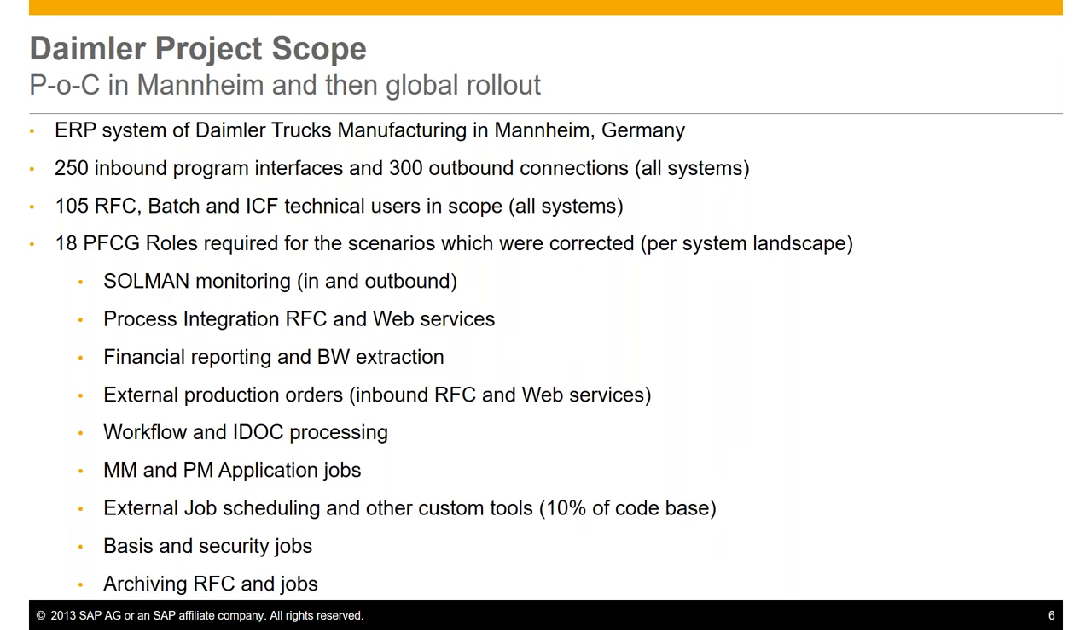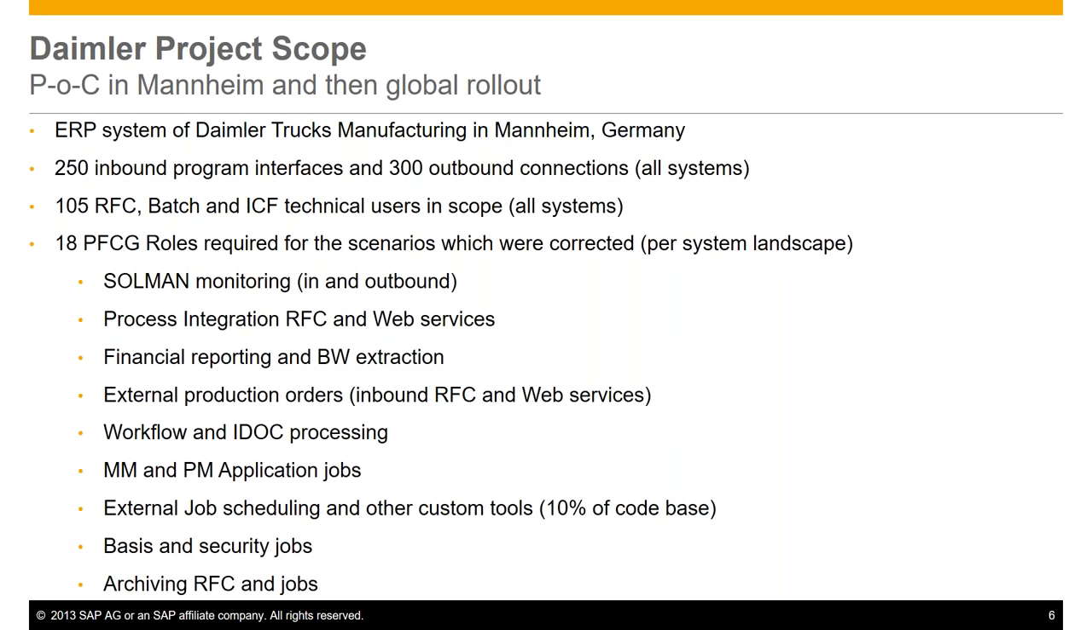So first of all, we had Solution Manager monitoring, both in and outbound, which they had deployed. Then there was an Exchange Infrastructure, or PI system, now PO system, but they still have a PI system, Process Integration, which was performing both RFC calls and also making web service calls to the SAP system. Then they have global financial reporting and BW extraction running against all of their systems, from the central finance system and the central finance reporting system.